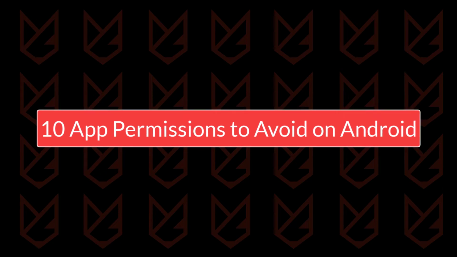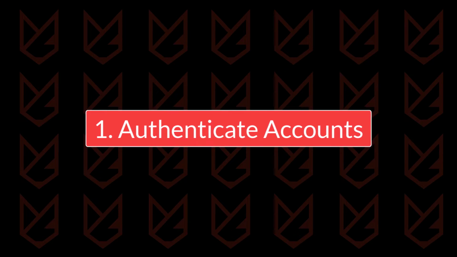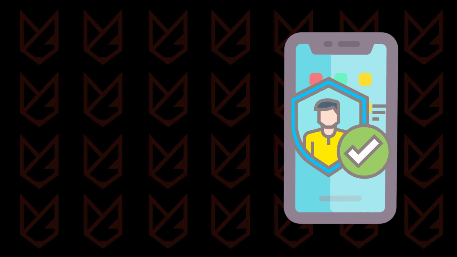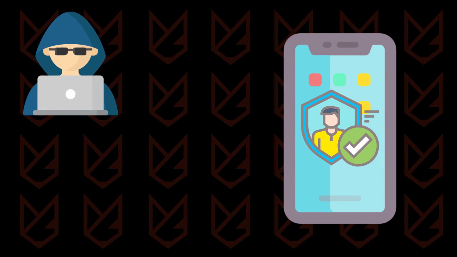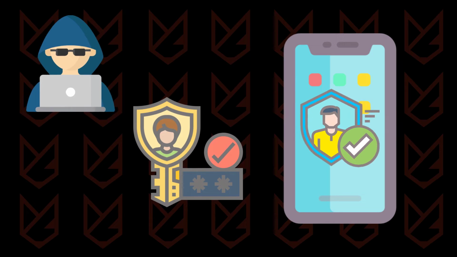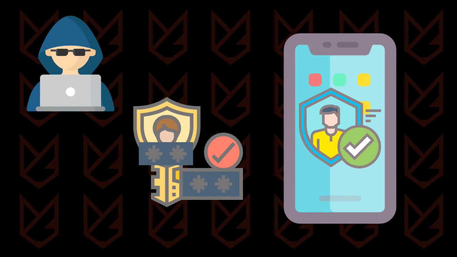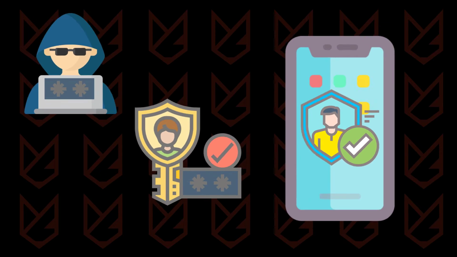10 app permissions to avoid on Android. Authenticate accounts. This is an extremely dangerous permission to give, as it allows an app to authenticate sensitive information on your Android device, like passwords. Giving a rogue app this access is asking for your password to get stolen.